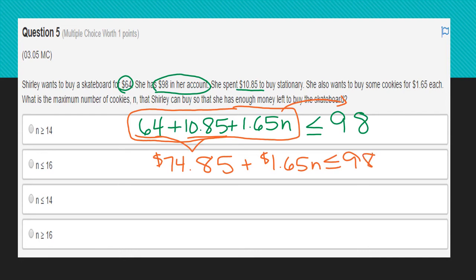Okay, we solve this just like an equation. So now we want to get n by itself, so I always box that. That's the last thing I'm going to touch. And I'm going to go ahead and move this 74 over. So because it's positive, I'm doing the opposite, which means I'm subtracting it.